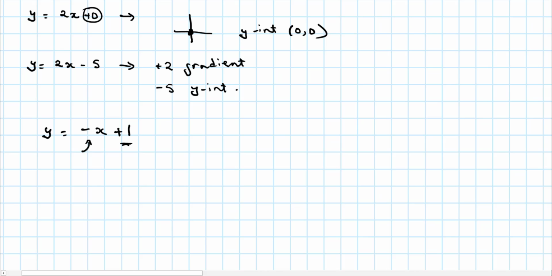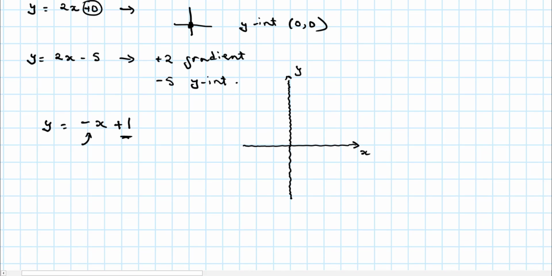So let's sketch this. Now, since the gradient is negative 1, the graph is going down. The y-intercept is 1. And for every 1 unit across, I'm going 1 unit down because it's negative 1. So we'll go through those 2 points. I don't have a ruler, so there's my jagged freehand drawing. 1, 1.